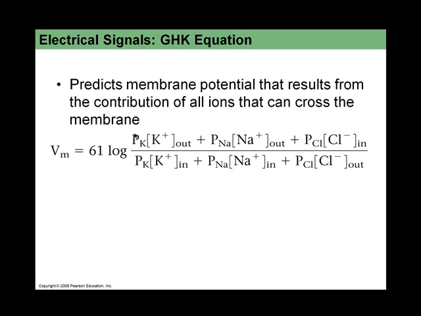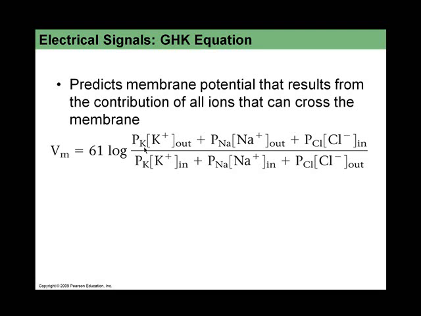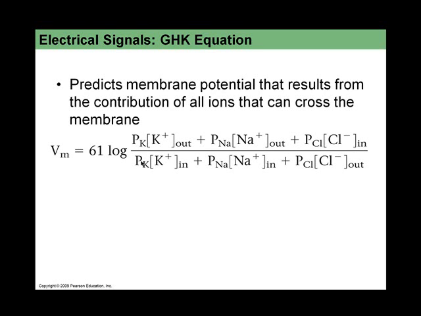So this P value here is the permeability for that particular subscripted ion. So this is the permeability for the potassium, and you see that it is present in both the numerator and the denominator. But P sub Ca, for calcium, is typically around 0, or so close that you can just eliminate it from the equation. So you see it excluded from the version of the Goldman equation, or the GHK equation shown here.